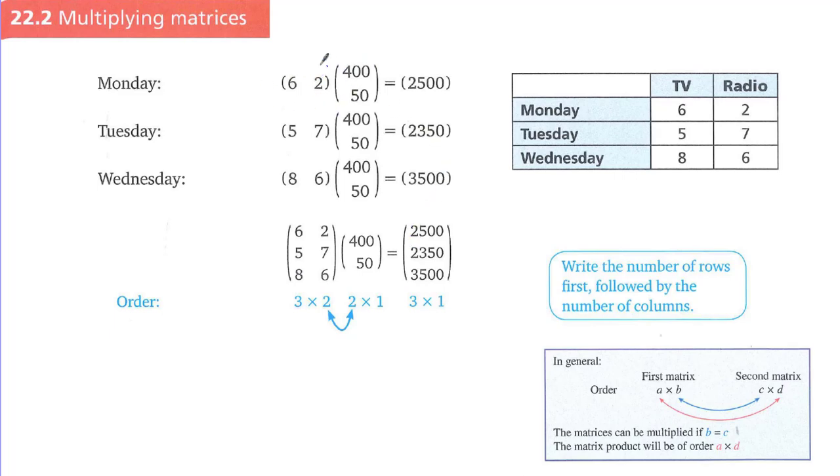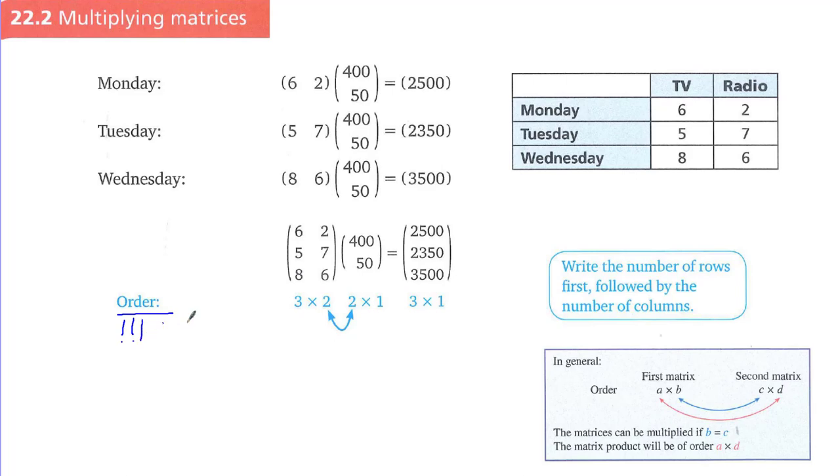Here we were multiplying only a row matrix by a column matrix in the previous video, but this time we are going to change that. We are going to multiply the whole table here. Before starting, we have to understand that the orders must be suitable. This is very important.